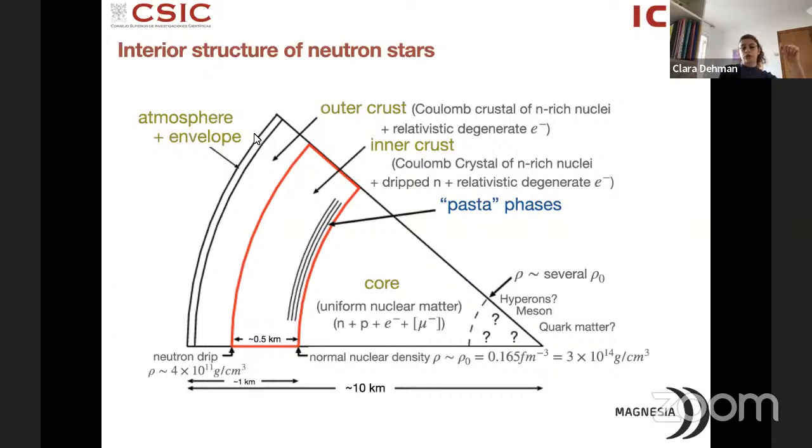Then we have the core of a neutron star. The core accounts for most of the volume, the radius, and also the mass of the neutron star. It's a uniform nuclear matter composed of neutrons, protons, electrons, and likely also muons, if the chemical potential of the electrons allows for the formation of muons. And then in the very inner region of the star, we have this unknown ultra-dense region, where there is a hypothesis that neutrons and protons can form hyperons, they can split down into quarks, or they can even remain neutrons and protons.